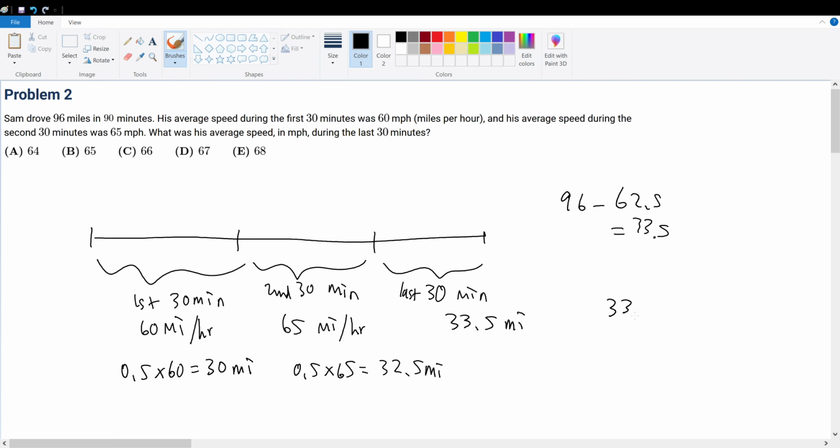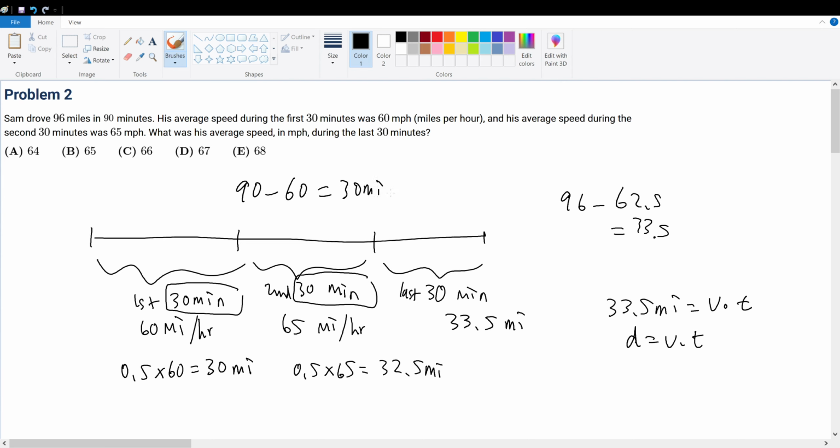Now, 33.5 miles is equal to the velocity times the time taken. Why? Because distance is equal to velocity times time. Now, what is time? Well, we can find that time, right? Because he spent 30 minutes here and 30 minutes here. So that means the duration of the trip took how many minutes? Well, that's 90 minus 60, which gives 30 minutes.